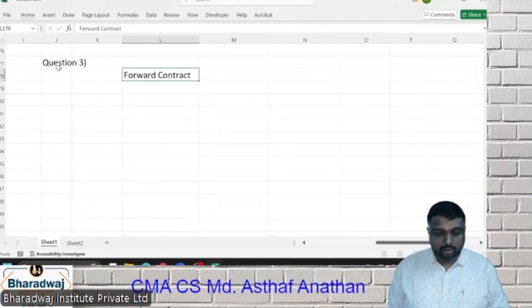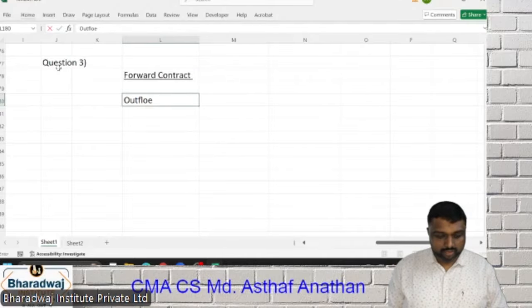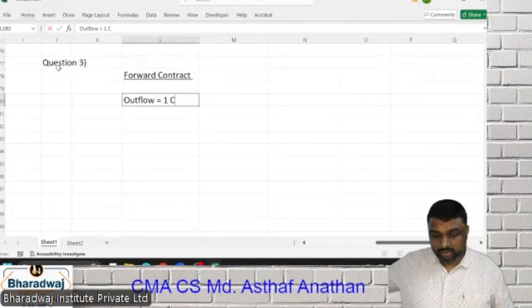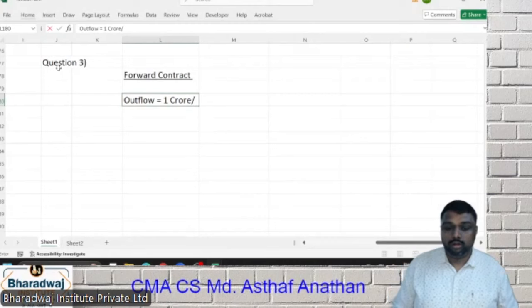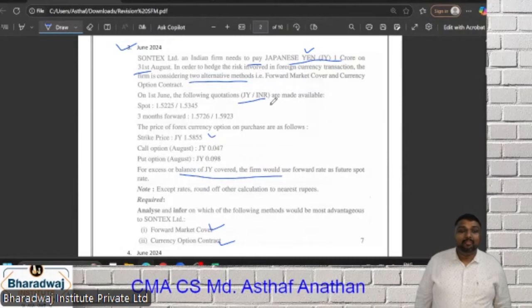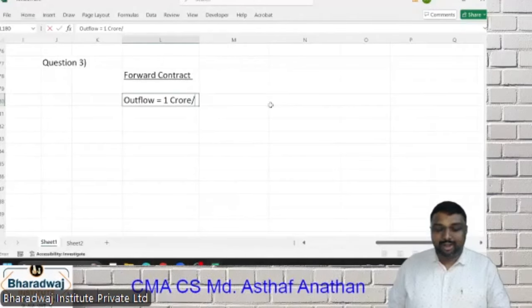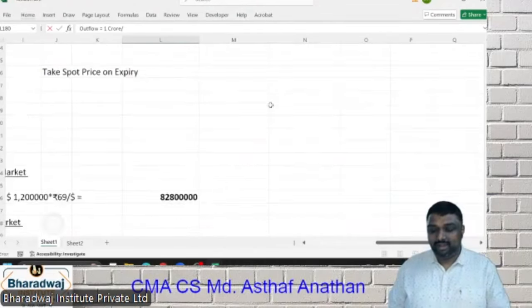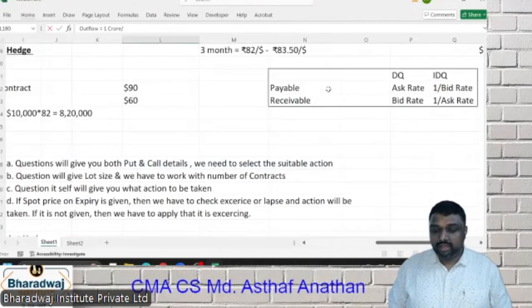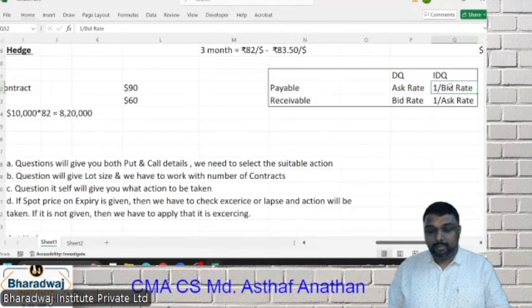So forward contract. What is the outflow, friends? 1 crore divided by, see, it is a payment. For payment, what is relevant, bid or ask? If you go through our table, if it is payment, it is the ask rate, but it is an indirect quote. So 1 divided by the bid rate. So you have 1 month.